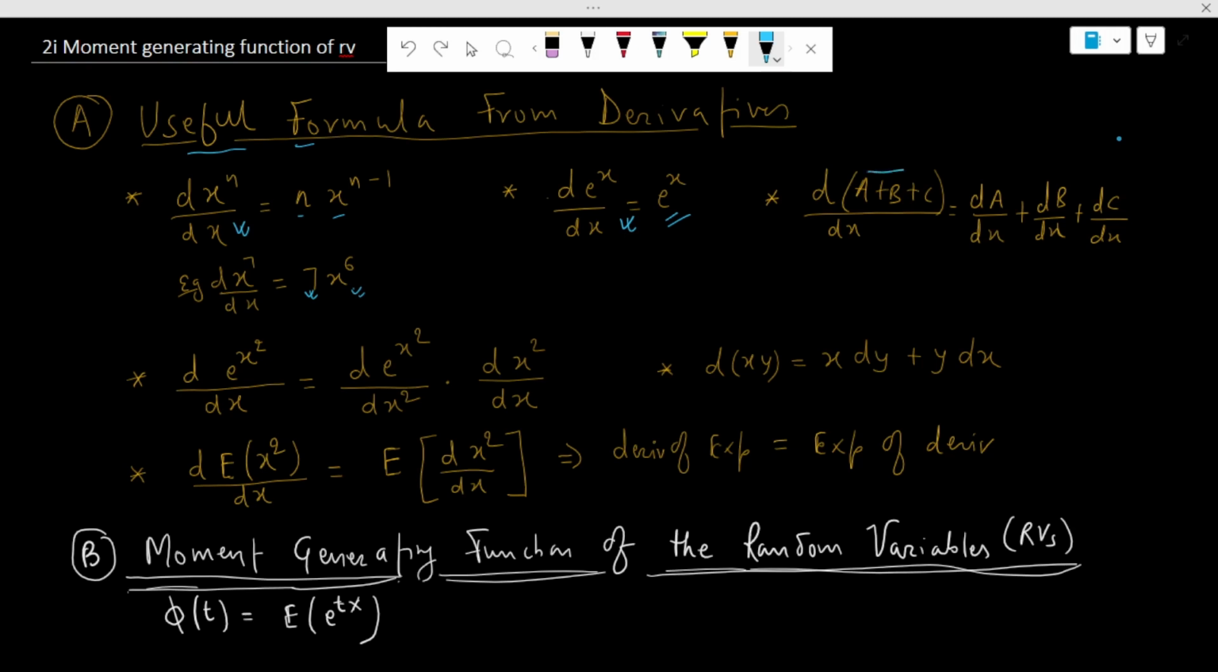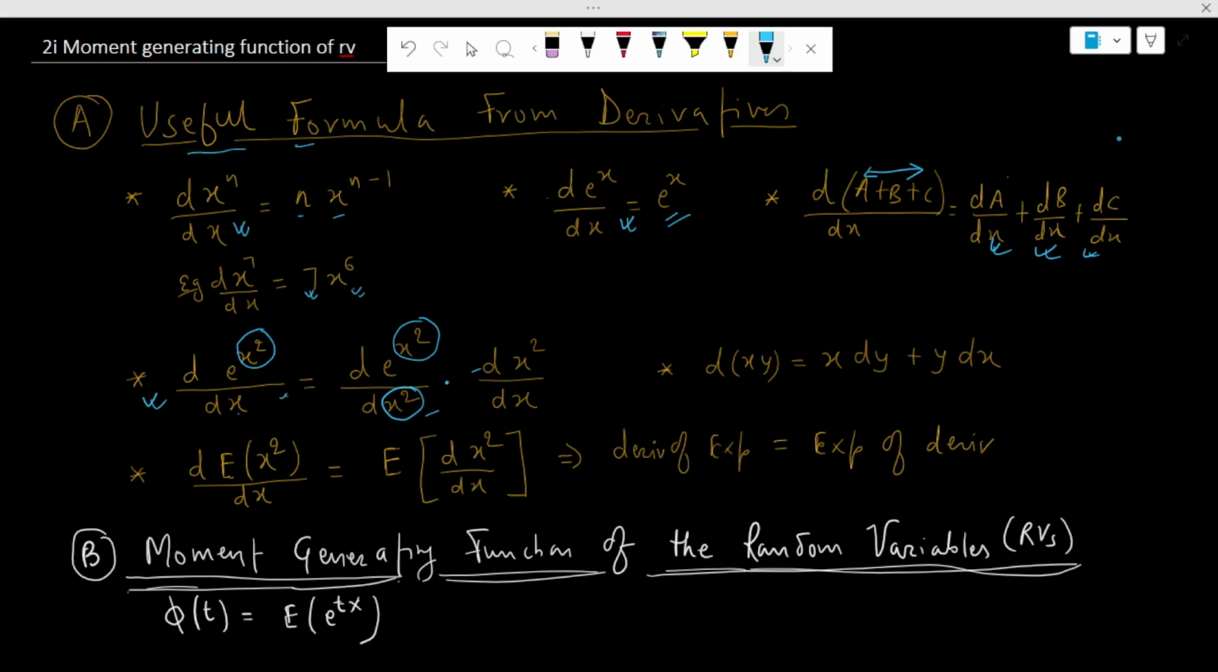Similarly, the derivative of the sum of functions of x with respect to x is equal to the sum of their derivatives. And let us see our chain rule. The derivative of e to the power x square with respect to x: first of all, we take the derivative of e to the power x square with respect to x square, and further we multiply it by the derivative of x square with respect to x, and the x square terms cancel out.